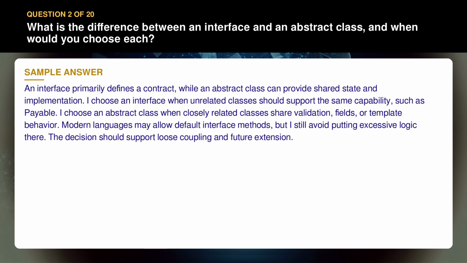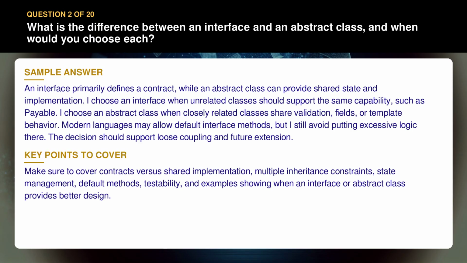Modern languages may allow default interface methods, but I still avoid putting excessive logic there. The decision should support loose coupling and future extension. Make sure to cover contracts versus shared implementation, multiple inheritance constraints, state management, default methods, testability, and examples showing when an interface or abstract class provides better design.